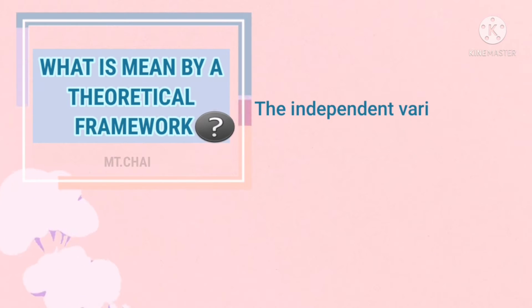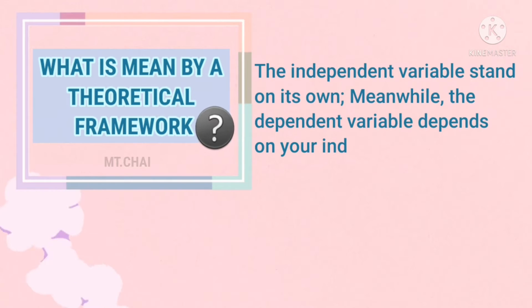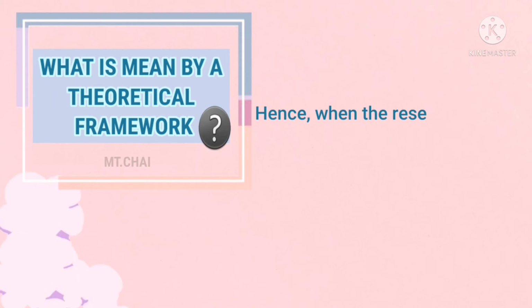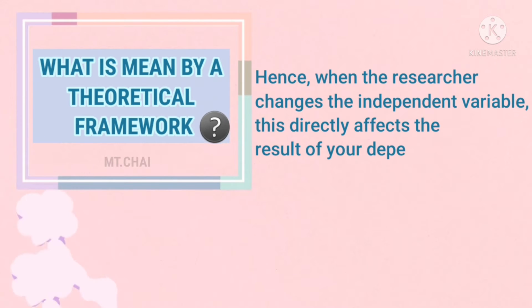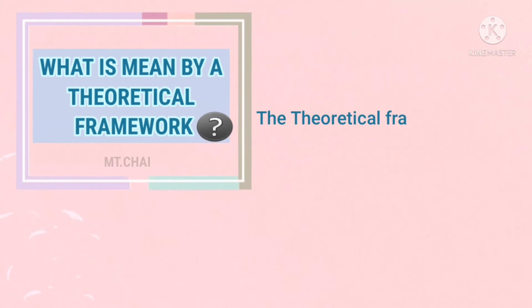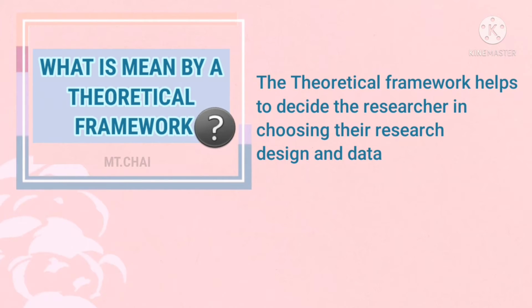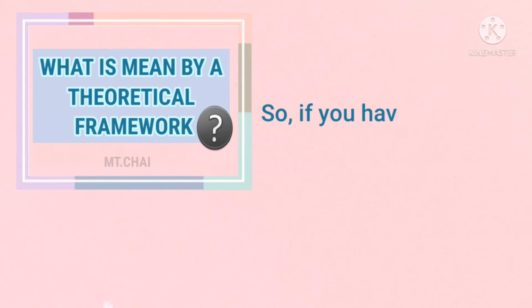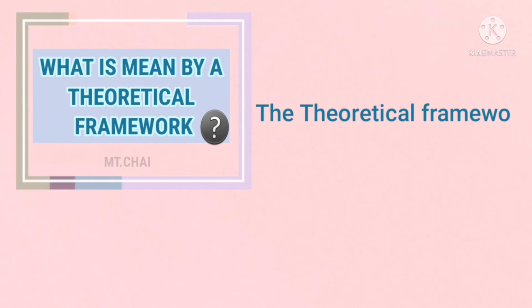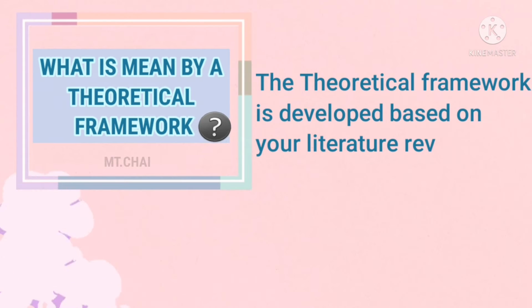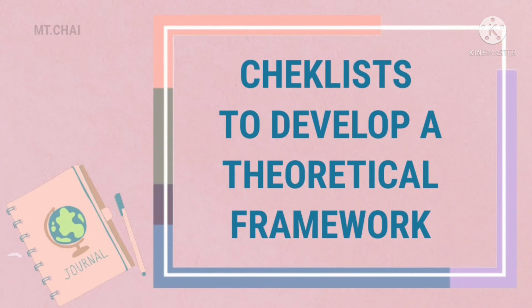The independent variable stands on its own. Meanwhile, the dependent variable depends on your independent variable. Hence, when the researcher changes the independent variable, this directly affects the result of your dependent variable. The theoretical framework helps the researcher in choosing their research design and data analysis method. So if you have a question about how to develop a theoretical framework, the theoretical framework is developed based on your literature review. Next, what are the particulars that you need to look at to develop your theoretical framework?